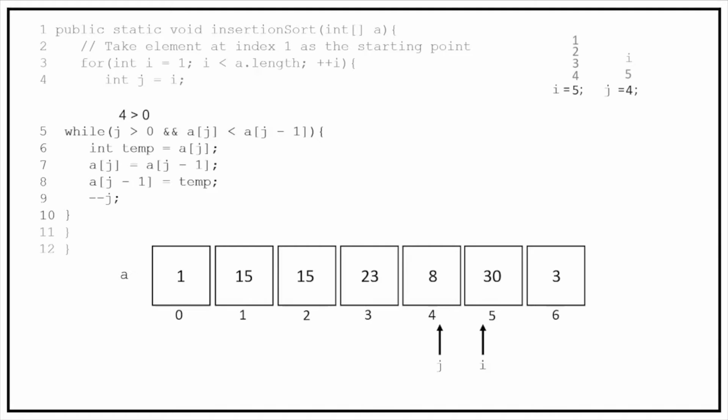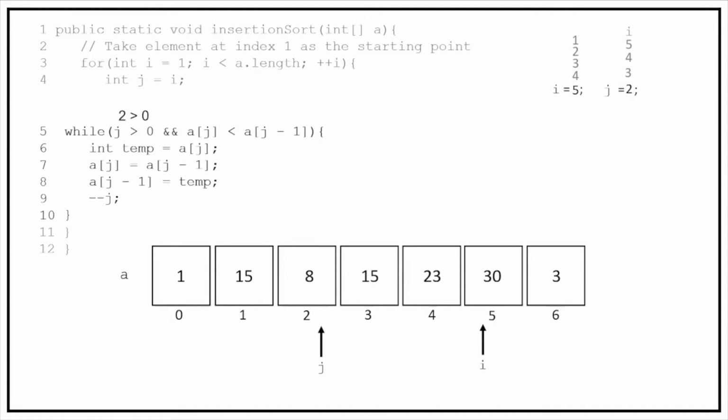Now we have, is 4 greater than 0? True. And is 8 less than 23? True. This means we will swap and continue to de-increment J. J will now be equal to index 3. Now we have, is 3 greater than 0? True. And is 8 less than 15? True. This means we will swap and J will de-increment, which means J will now be equal to 2.